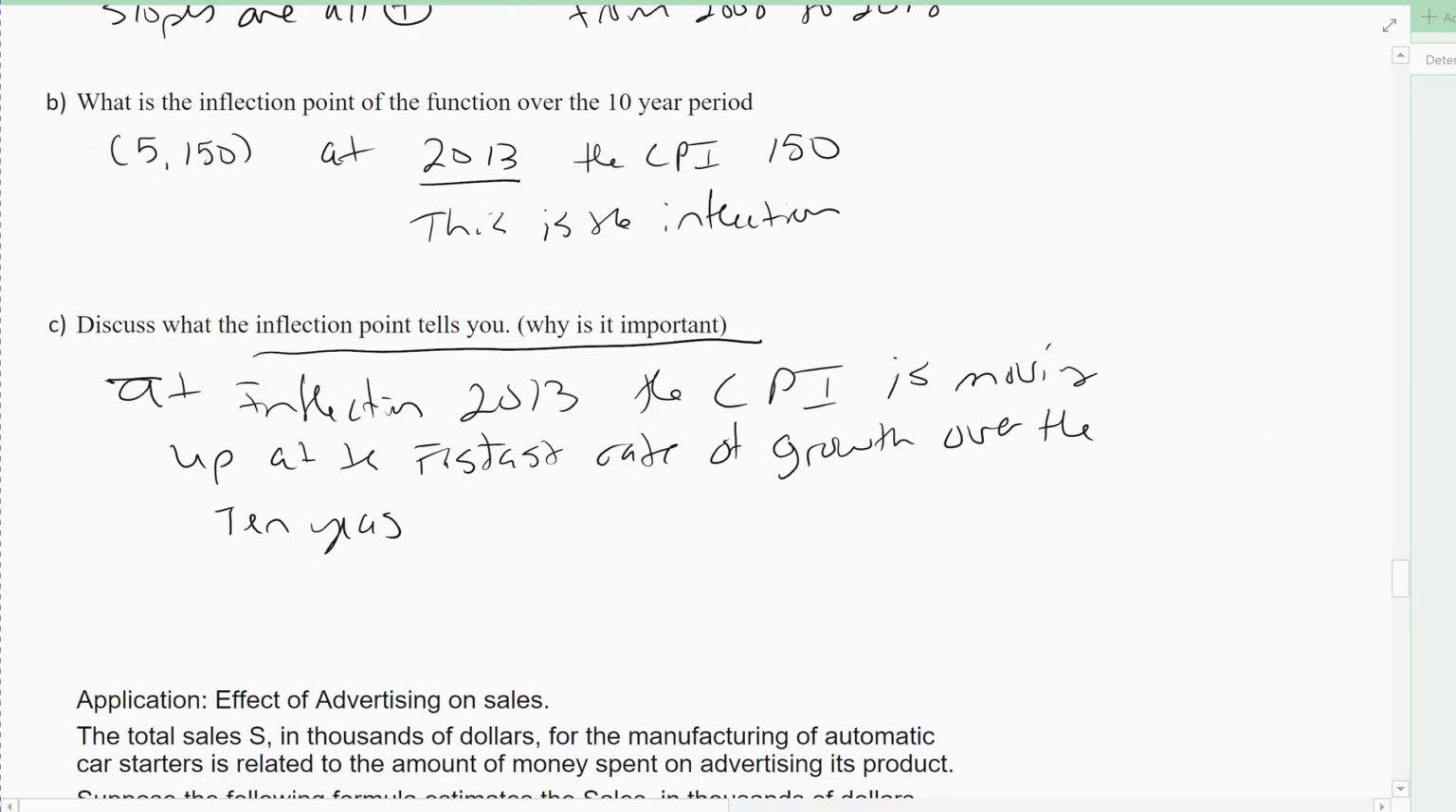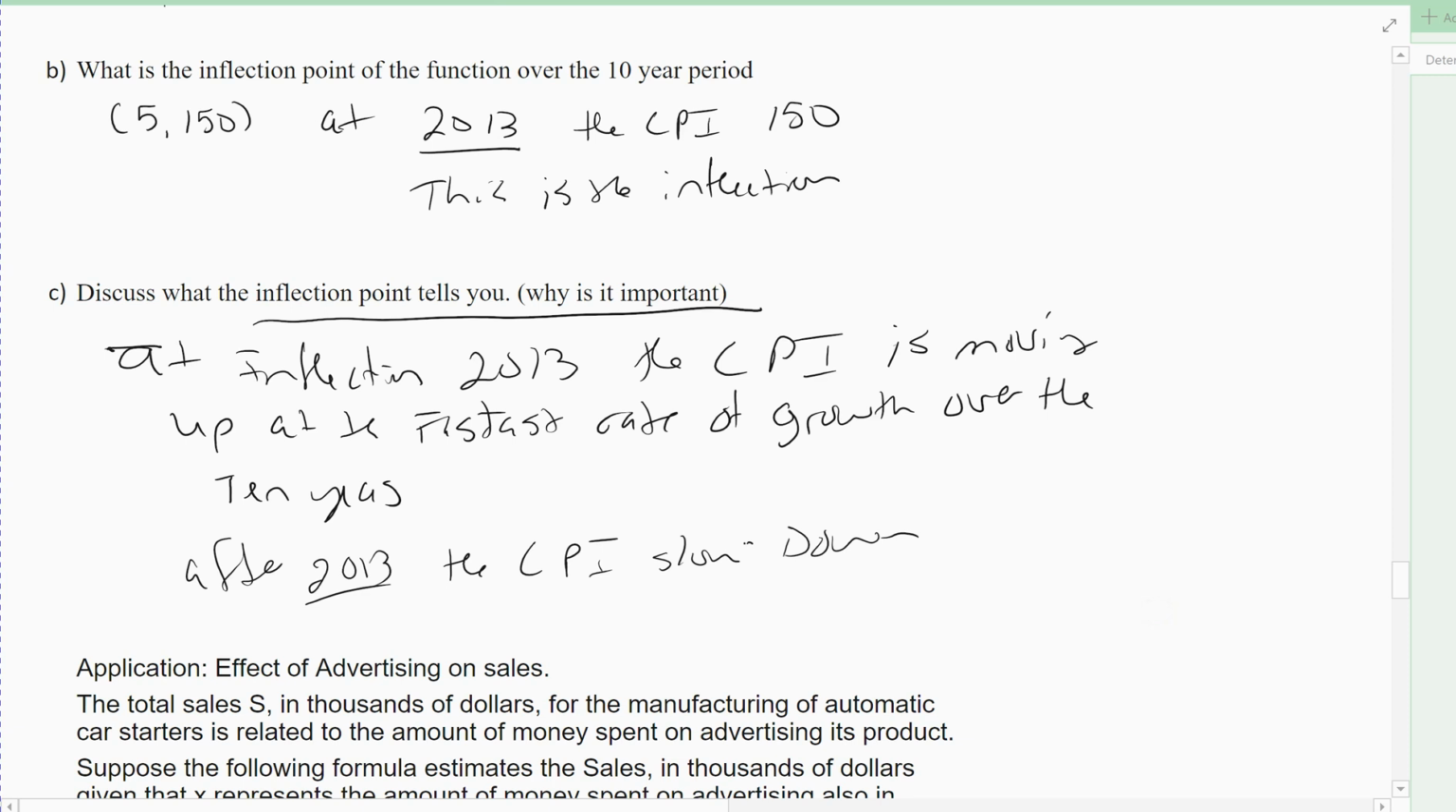So again, however you want to put it, after 2013, the consumer price index slows down. Now it's still growing, it's just slowing down. It's growing at slower rates. All right, so that's a graphical example. We'll pick up the next example in the next video.